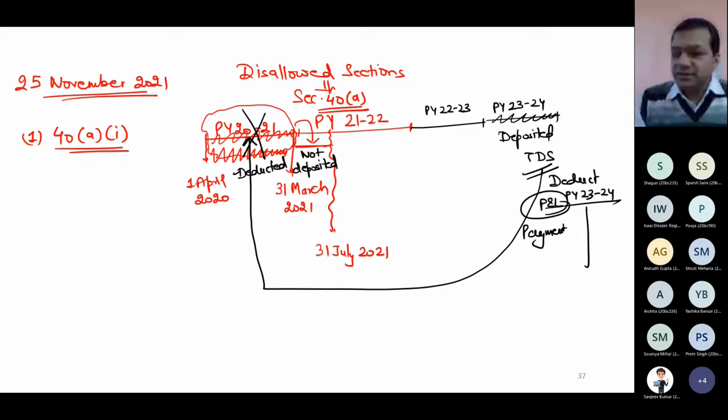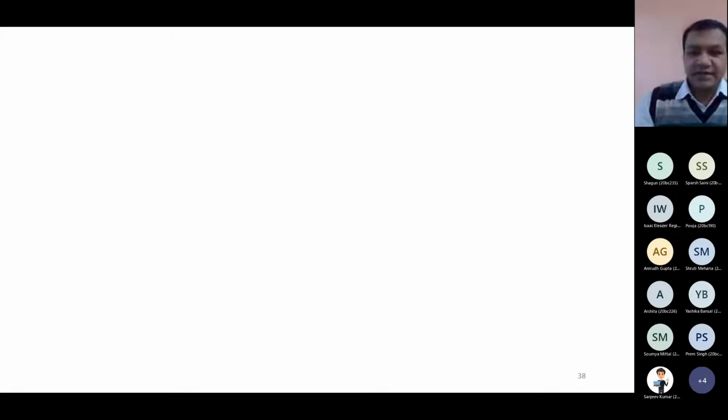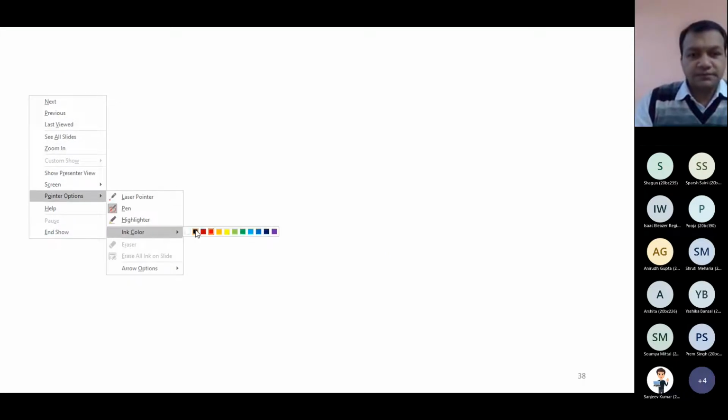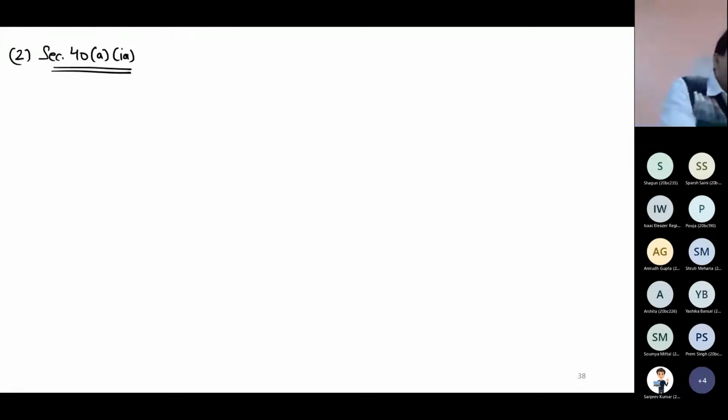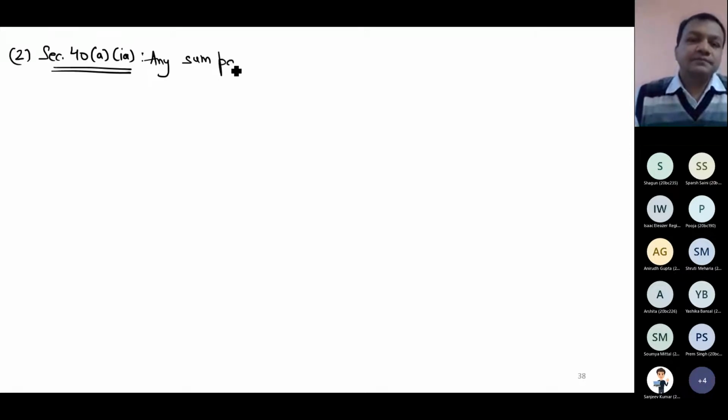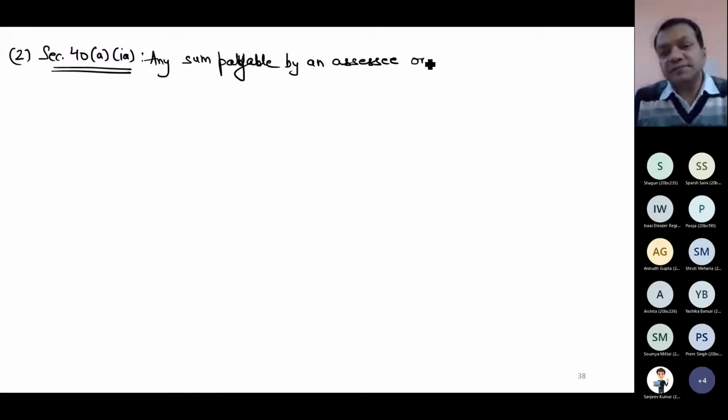And now 40 clause A. So this is my second point: 40 clause A subclause 1A. Within 40 clause A, I am now discussing 40 clause A subclause 1A. Earlier was 40A1. So please write the heading because you must learn this heading. Any sum payable by an assessee, means by a businessman assessee, payable by an assessee on which TDS provisions are applicable.